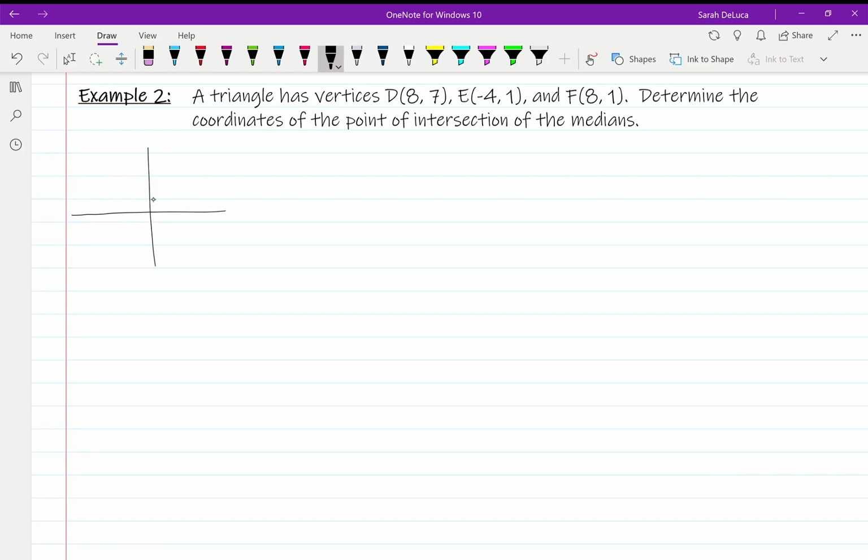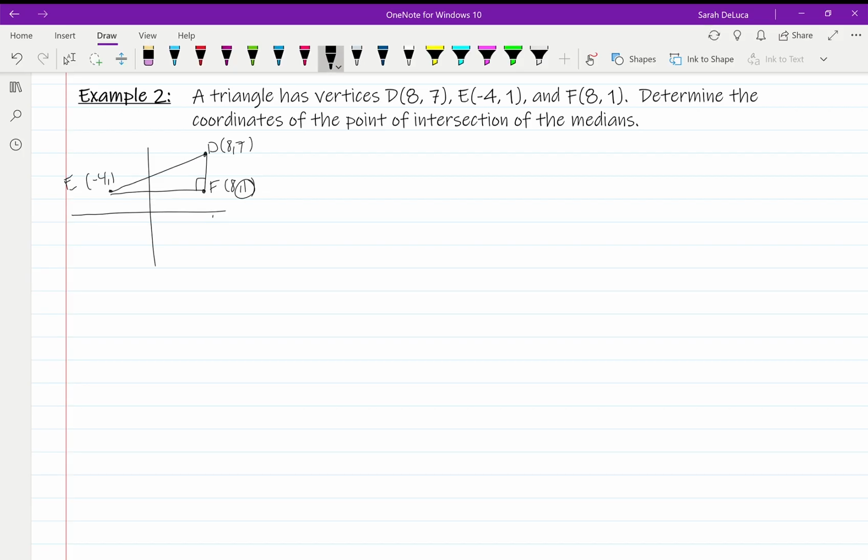I have a maximum x value of 8, so I'll just put that here. D is at 8, 7, and F is at 8, 1. And then E is at -4 and 1. When I think about what I just drew, that's definitely a right triangle, because D and F are at the same x value, so that's a vertical line there, and also because the y values here are both at 1.